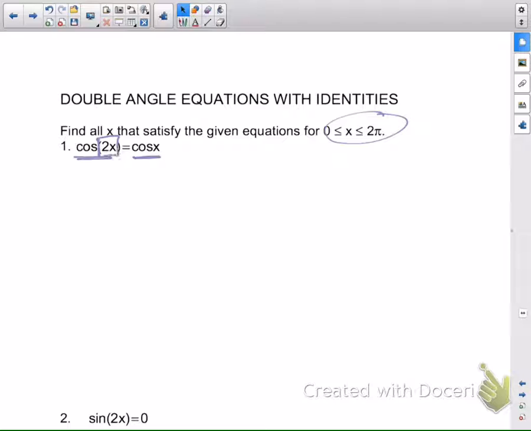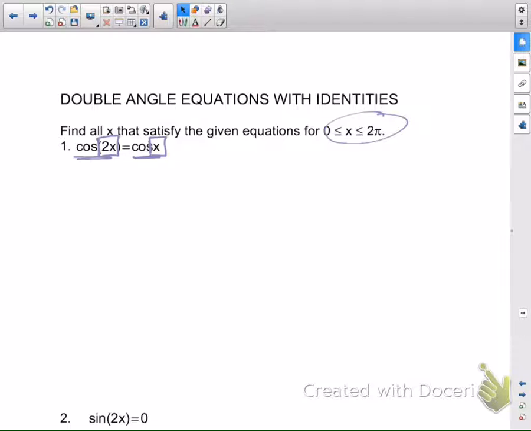The x is inside. I can do nothing about these. One of them has a 2x inside, one of them has a 1x inside. It's not like you can just take it and divide by 2. It doesn't work like that. It's inside the parentheses. You can't get rid of that. So here's the main reason we use our replacements.